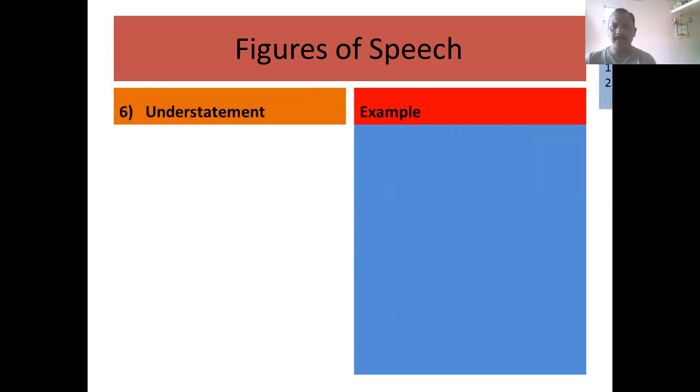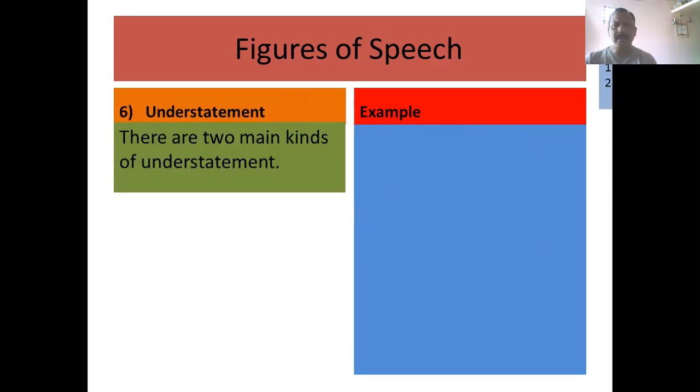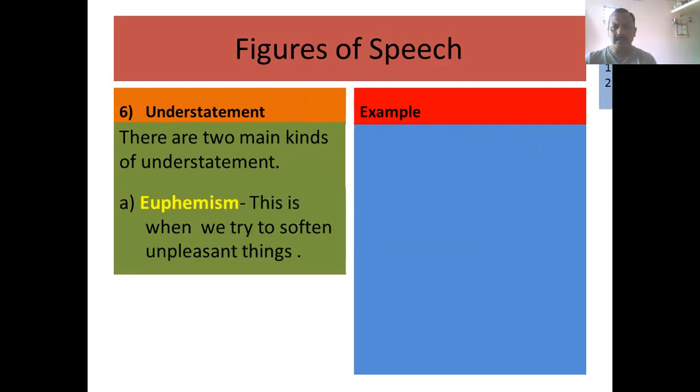Then the next figure of speech we are going to see here: understatement. There are two main kinds of understatement. The first kind of understatement is called euphemism. This is when we try to soften the unpleasant thing.